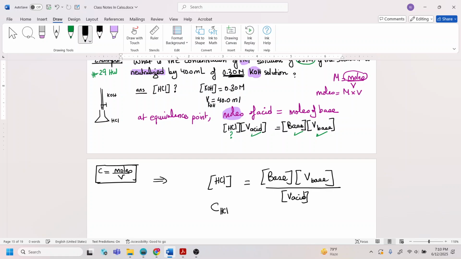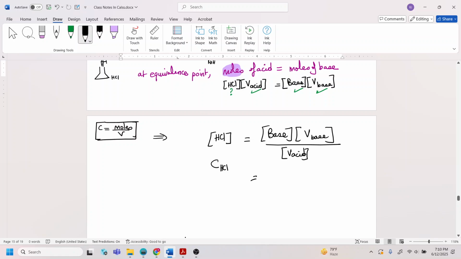Just make sure that your volumes are the same unit. It does not matter what unit, but just make sure that they are the same unit. So the concentration of the base is 0.3 molar in there. I know that molar is what? I always like to write molar as moles per liter just to remind me that the volume here is in liters. But honestly, you don't need to change the volumes of the base and the acid into liters because the mL and the mL will cancel out.